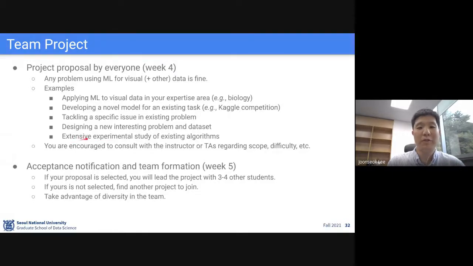And an extensive experimental study of existing algorithms, or experimental survey, that's another good way of having a project in this class. Even though you do not invent something, you just compare existing methods in some systematic way. That's another important contribution to the research community. So I also encourage that.